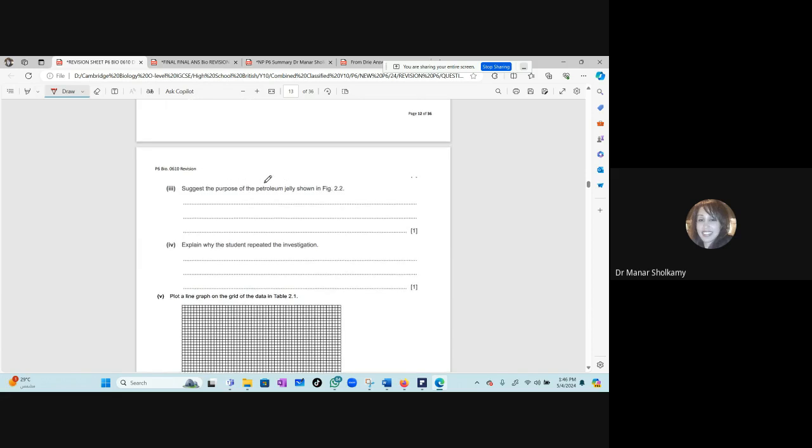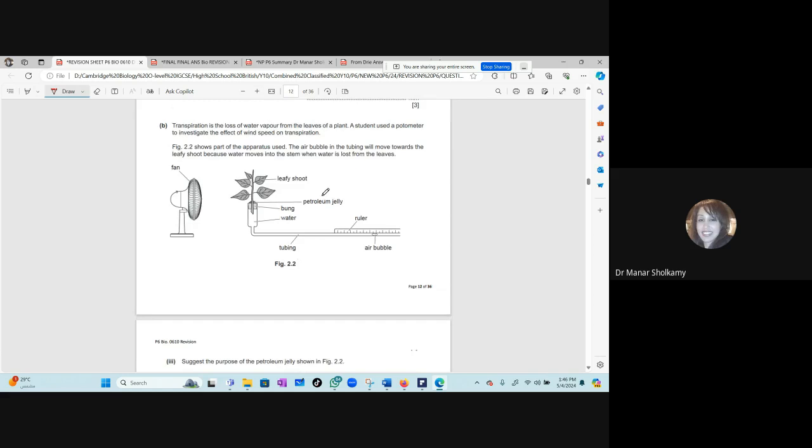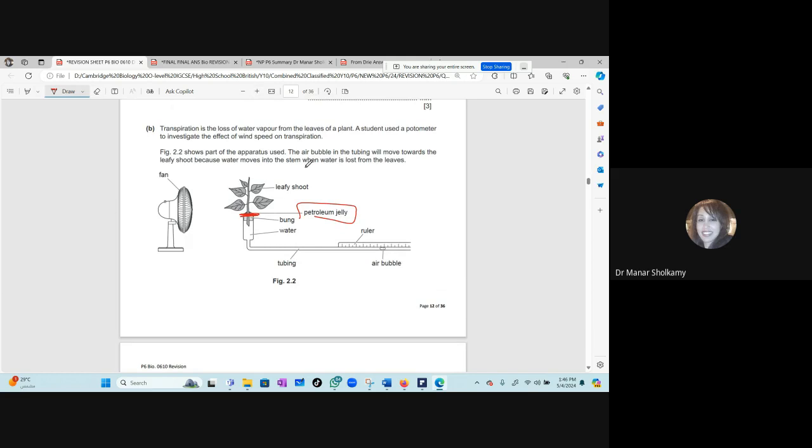Suggest the purpose of the petroleum jelly shown in figure 2.2. Figure 2.2, they put here petroleum jelly. Here. Why? Why would they add jelly here in this part? To prevent the evaporation of water. Yes, you are right. To prevent the evaporation of water. Here we are measuring transpiration. Of course, you know it. So we are measuring the amount of water lost from the leaves. We don't want the water to be lost from anywhere else.